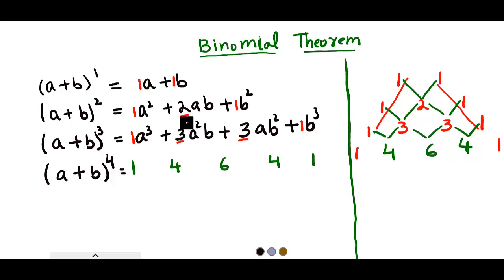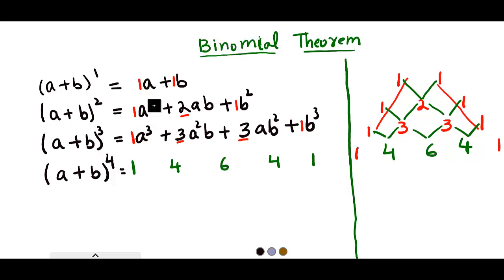If you look at A plus B power 1, A power is 1, and in the next term there is no A, meaning A power 0. In the second expansion, A plus B square, we start with A square, then A power 1, then A power 0. In the third expansion, it's A cube, then A square, then A power 1, then A power 0. So powers of A are in descending order.